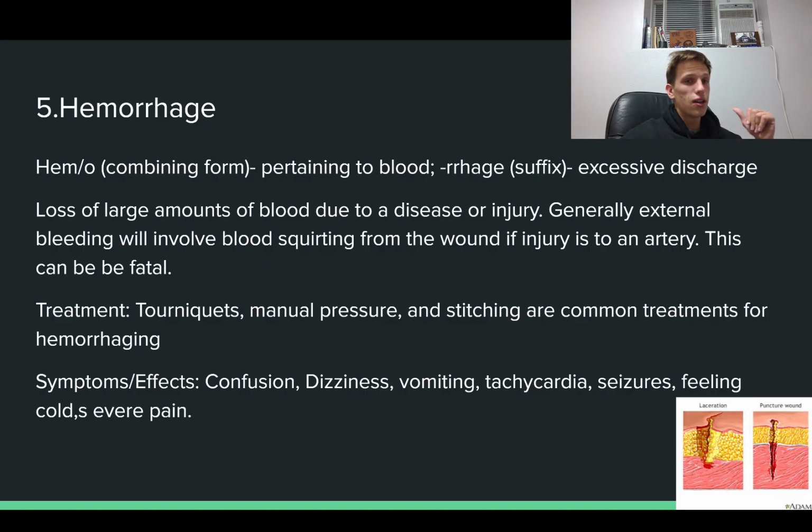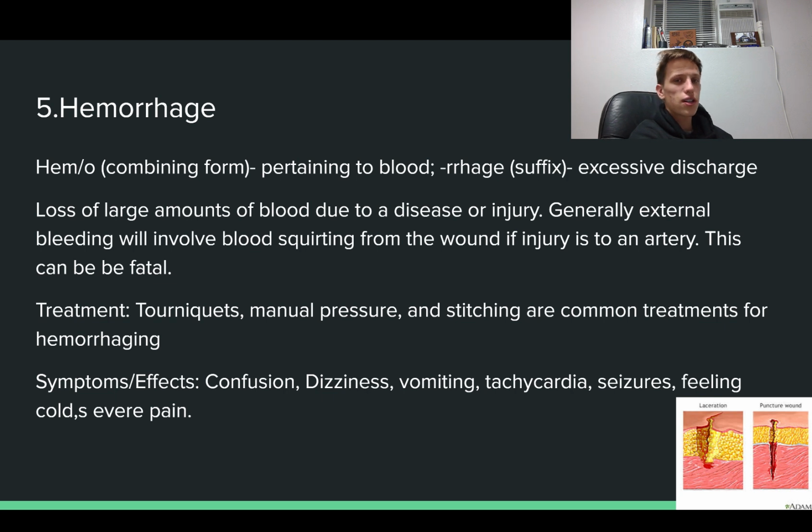To treat external hemorrhaging, you can use tourniquets and stitching, but you can also use manual pressure with gauze, in which case you never remove that bottom layer of gauze, because if you do, you may reopen that wound and undo all your hard work. So just keep packing on more gauze if need be.